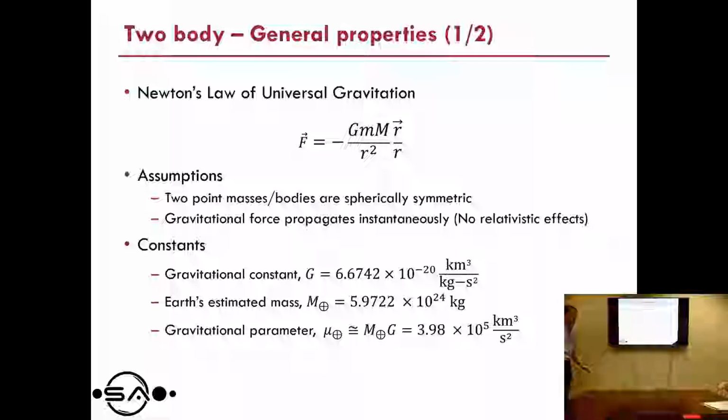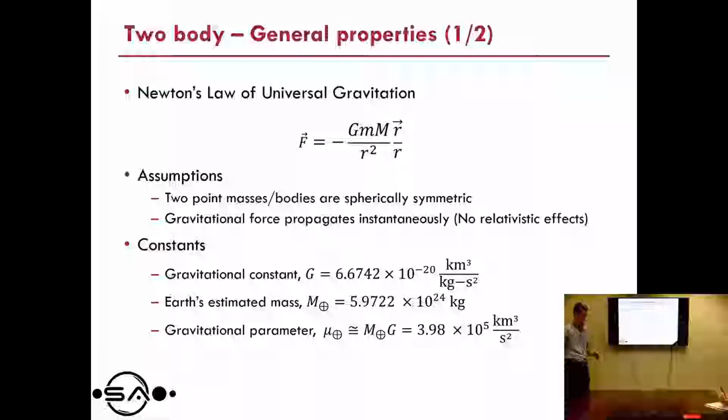So the general properties, all right? So again, this is pretty similar to the slide that we showed first off when we start talking about two-body and orbital mechanics review. We have Newton's law of universal gravitation, right? Gravitational constant times the two masses, and then the direction in which it's acting over r squared, over the magnitude of the distance squared, right?